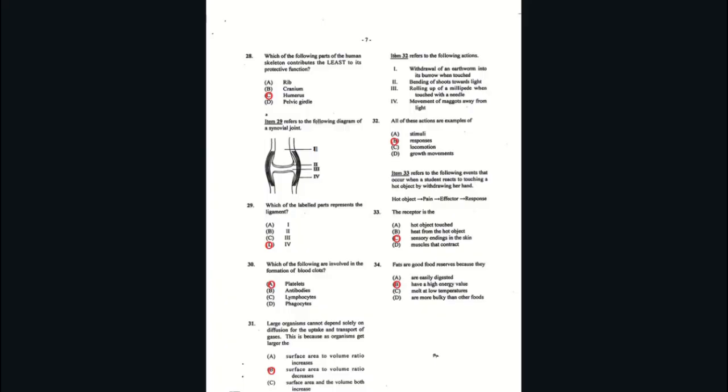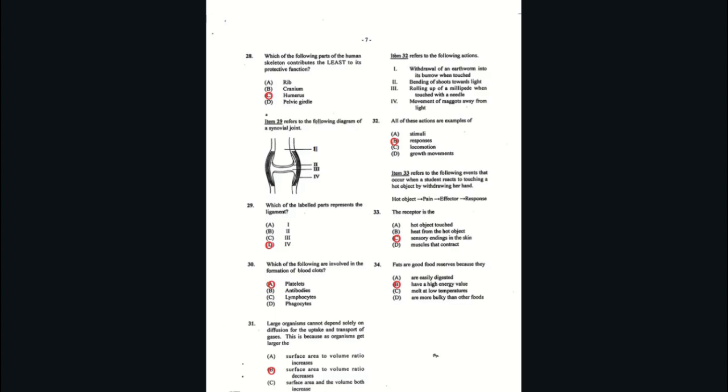It says the one that contributes least to its protective function, because obviously the ribs protect the lungs, heart, everything inside, and the cranium protects the brain, right? And then the pelvic girdle protects our reproductive organs, and the humerus is just in the arm like that. So it has the least protective function. So now number 29. Which of the following labeled parts represents the ligament? And the answer is number 4, so D.